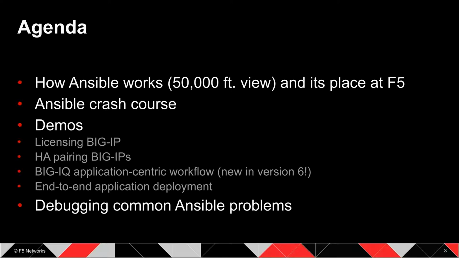All right, so what we're going to go over is a high-level discussion of automation and primarily Ansible within that. Then we're going to go over an Ansible crash course with Tim. We're going to go through a few demos of licensing, HA pairing, and end-to-end app deployment, including an AWS EIP, and it should hopefully be accessible to the class afterwards, and then some common debugging issues that we run into.